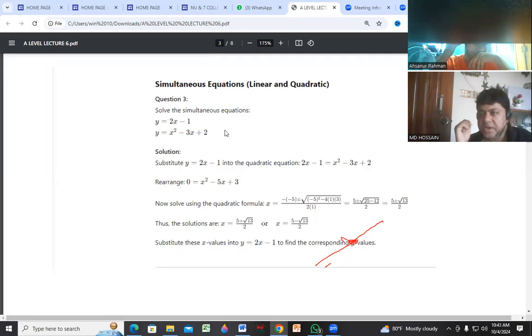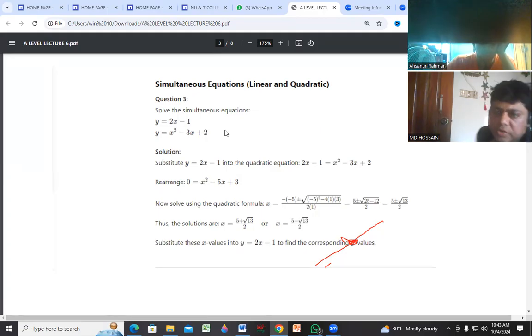Simultaneous equations, linear and quadratic. We do not need a detailed explanation of these, but we have to solve these types of problems, where the same variable value is present. Same variable value means y equal to 2x minus 1 and y equal to x square minus 3x plus 2. This is one type of complex problem you should keep in mind.